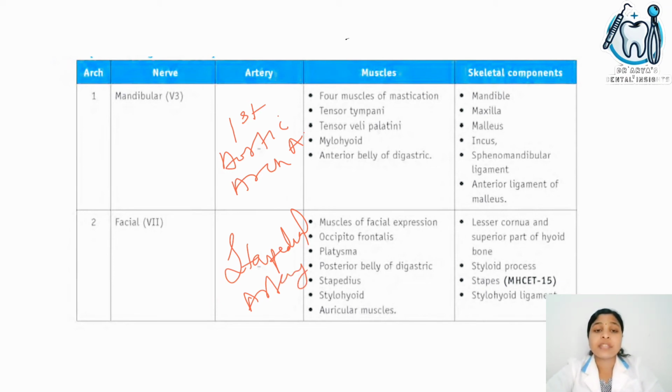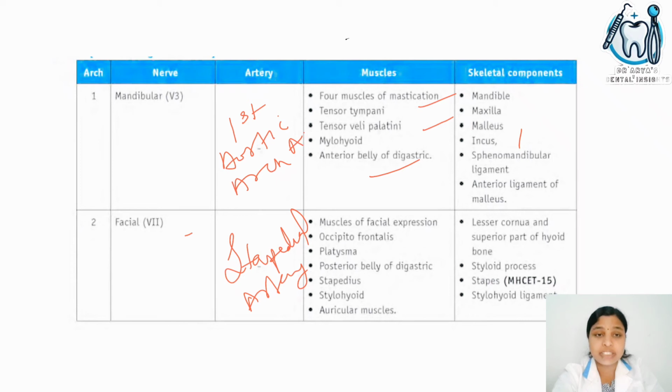So first arch is supplied by the mandibular nerve and supplies various muscles of mastication, tensor tympani, tensor veli palatini, then anterior belly of digastric and mylohyoid. And the skeletal components are maxilla, mandible, malleus, incus, sphenomandibular ligament, anterior ligament of malleus. Note that malleus and incus are innervated by first arch, that is mandibular nerve.